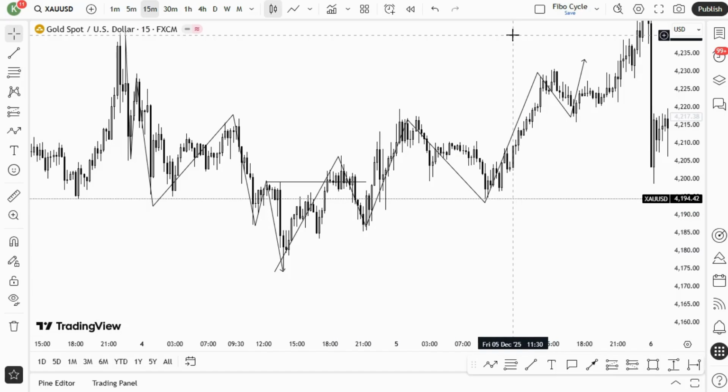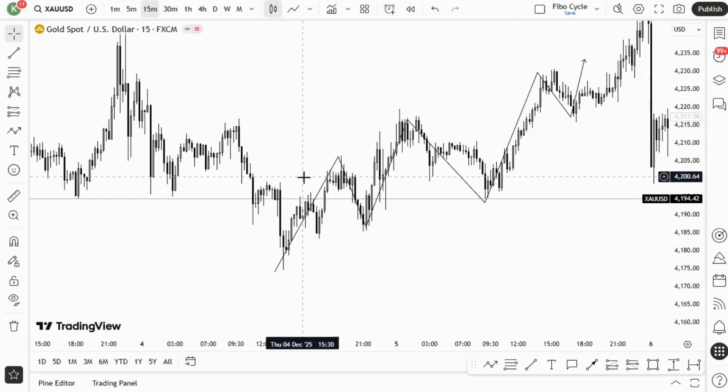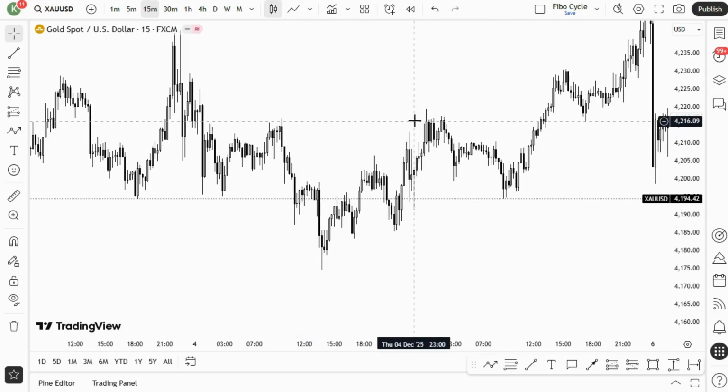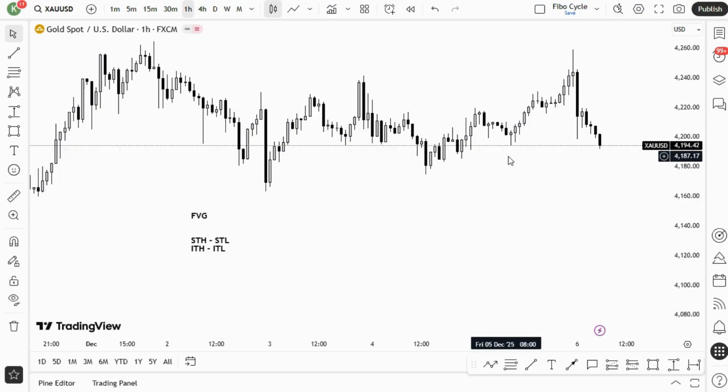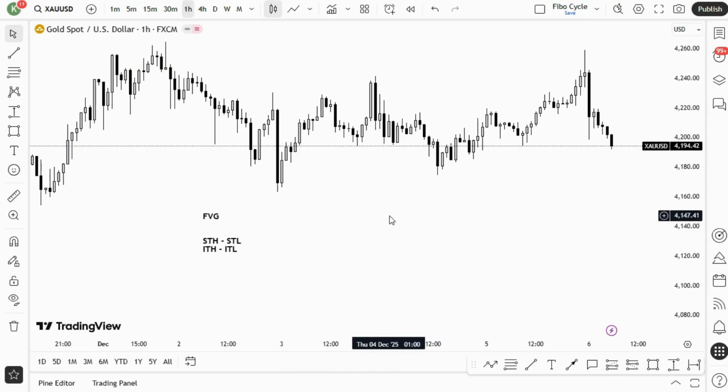Market structure is important because it helps you understand the structure, it helps you identify the trend and predict where price is likely to go next. Okay, so that is about market structure. So now that you have understood market structure and trends, let's dive into it even deeper.